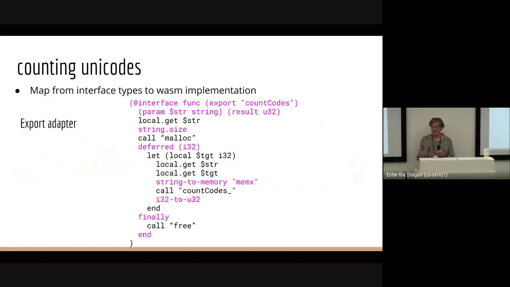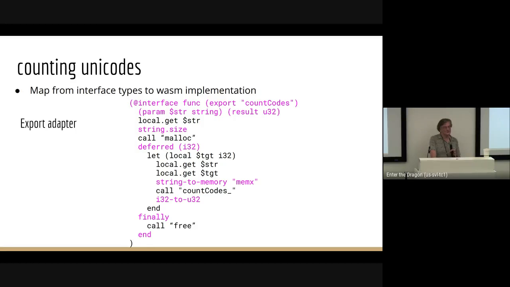On the other hand, if I'm now in another WebAssembly module, for example, and I want to offer the count Unicode functionality, I also have to write another adapter function. This time, as I said, the task is to realize a function expressed in terms of interface types, and have to realize it in terms of WebAssembly. So again, there's a bunch of pink stuff here. And one of the things that I have to do is allocate space in my memory for the string that I'm going to count the Unicodes for. So that's what the call to malloc is doing. And then I do my various things, and then I call my internal function that actually does the work, and then I return the result.